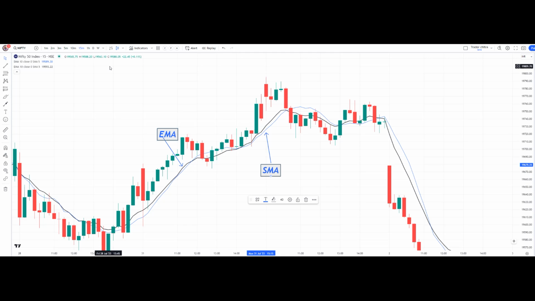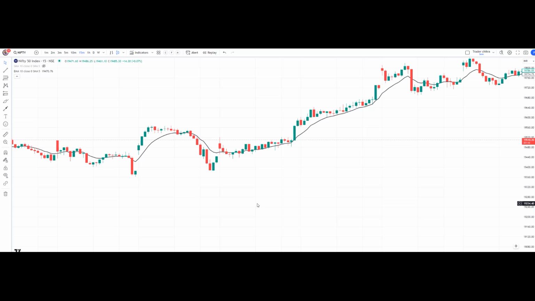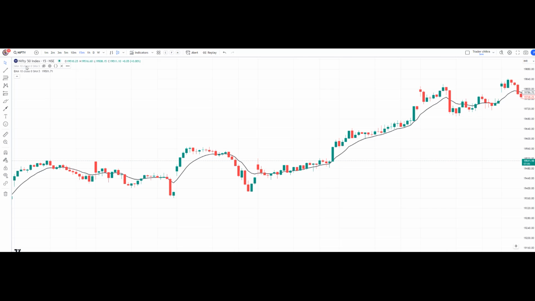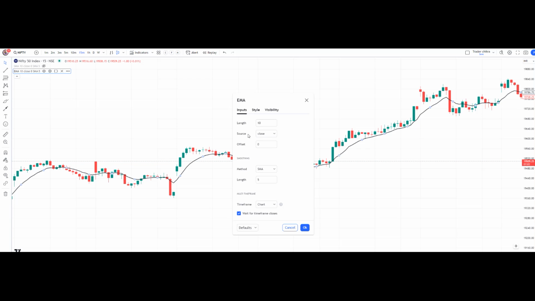The time frame we are using here is 15 minutes, that is a lower time frame. Since it gives more weightage to the recent prices, when we use a lower time frame, we can stick to the EMA. When we are going to higher time frames, in that case we can stick to the SMA. There are multiple ways that we can use the moving average. Here the EMA, when we look, the source is close.